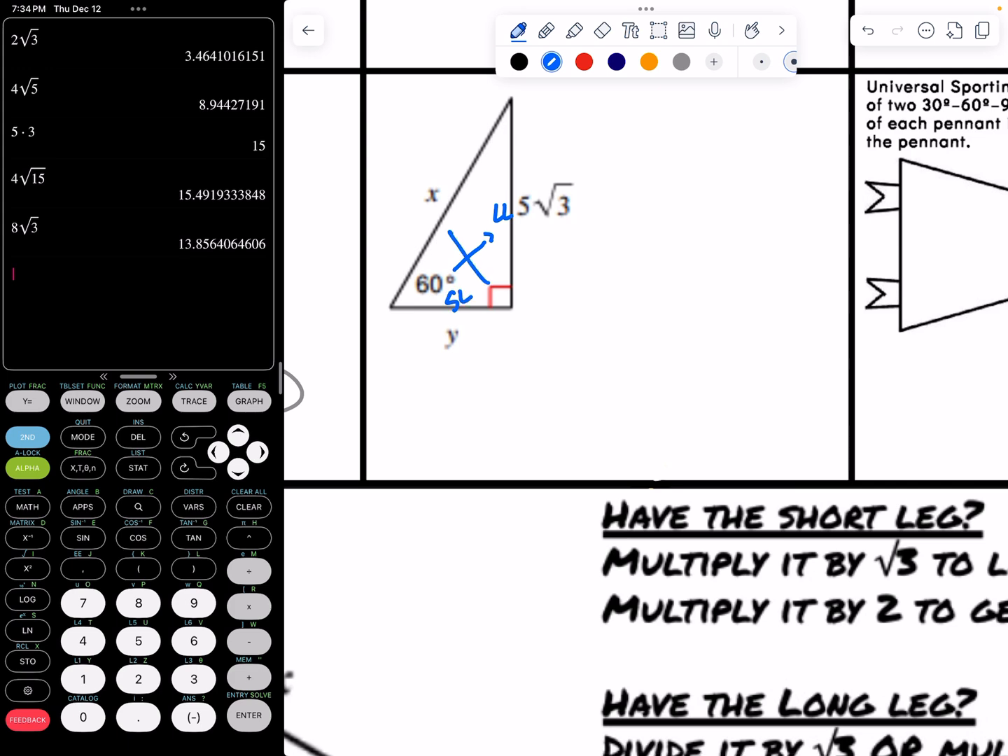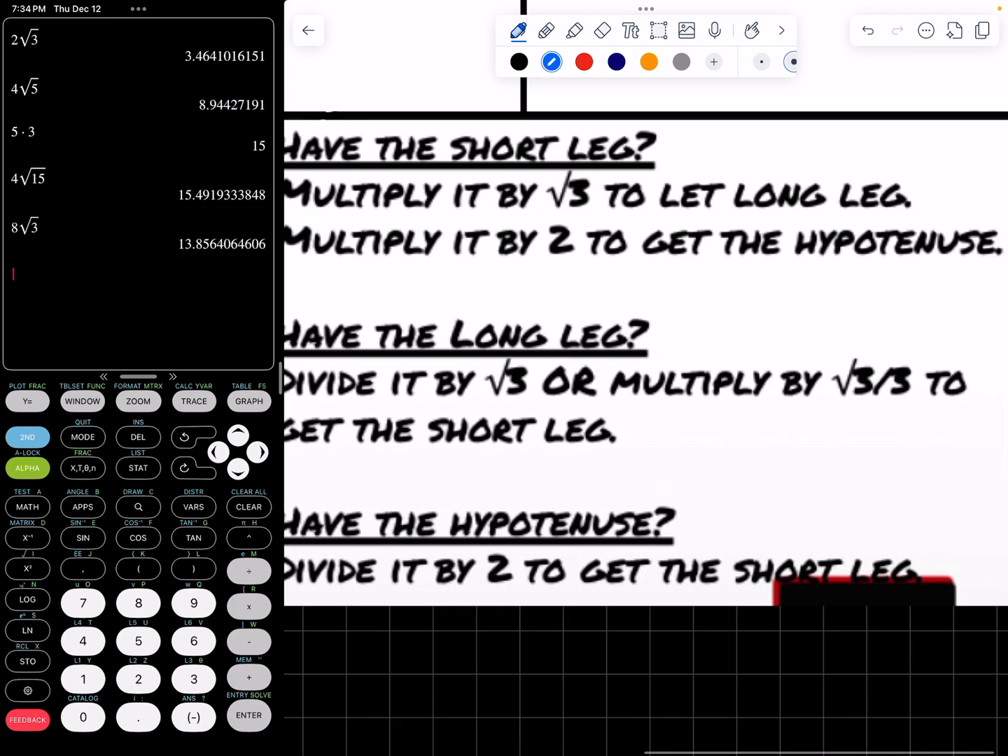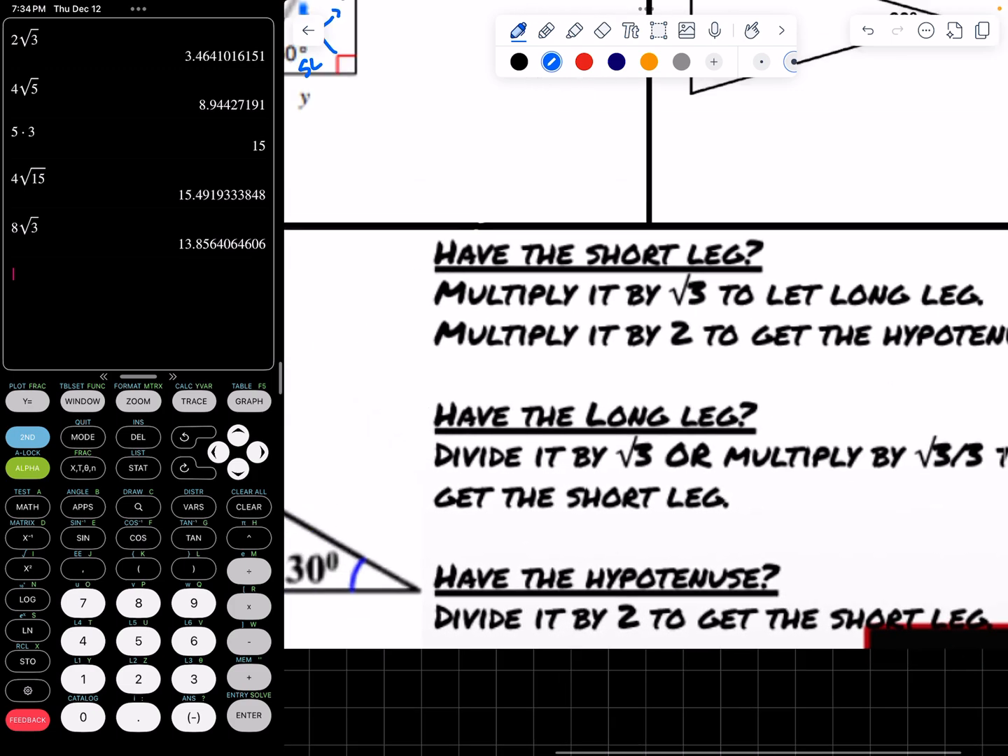This is going to be my short leg. This is going to be my hypotenuse. If I'm given the long leg, I need to divide it by root 3 or multiply it by root 3 over 3 to get my short leg.